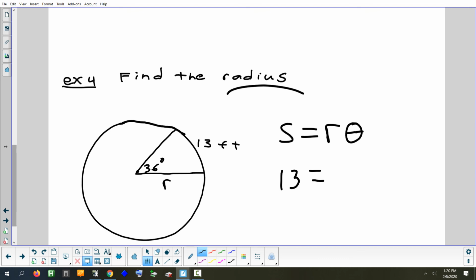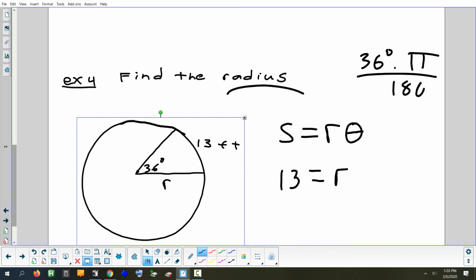No, that's the question. Find the radius. Do we know theta? Yeah. What is it? Yes, good job. The angle is 36 degrees. That is not what you fill in. You have to change 36 degrees to radians. So multiply by pi, divide by 180, and 36 does go into 180 exactly 5 times. 36 times 5 is 180. So times pi over 5.